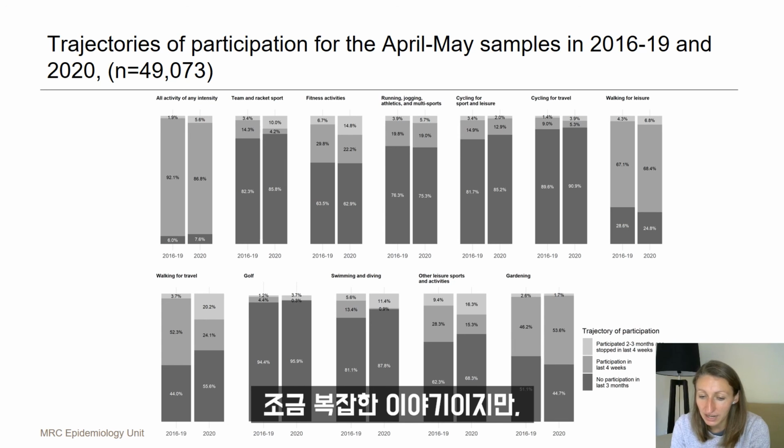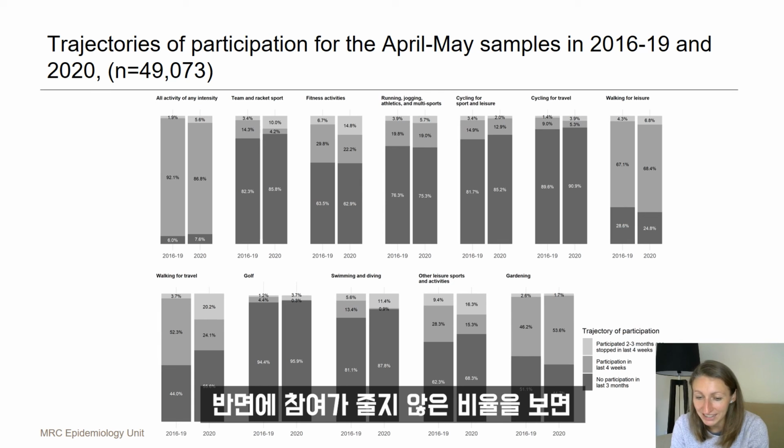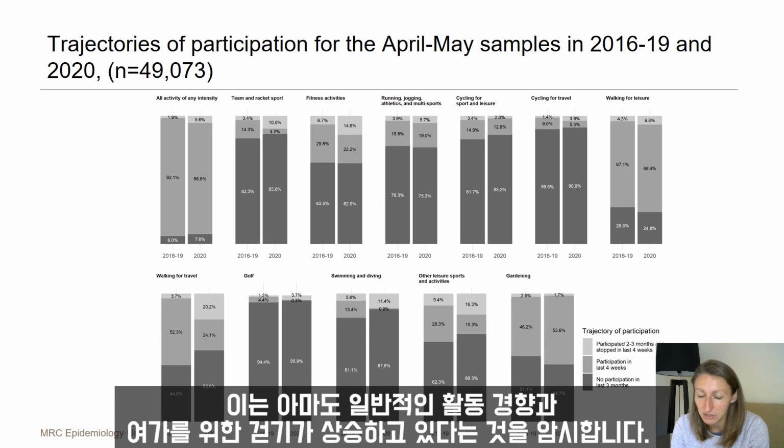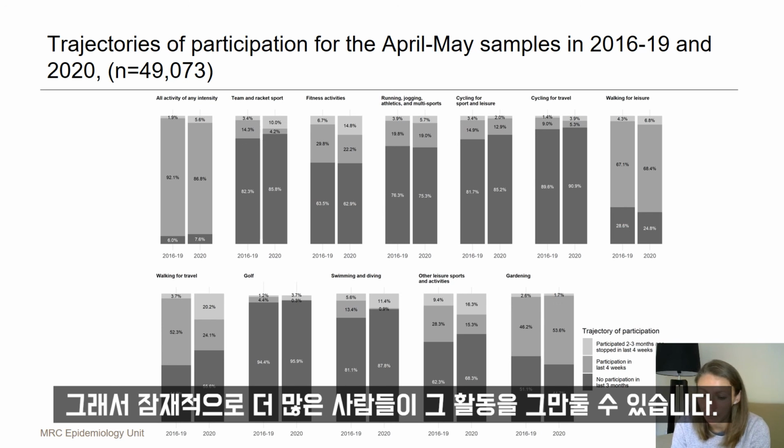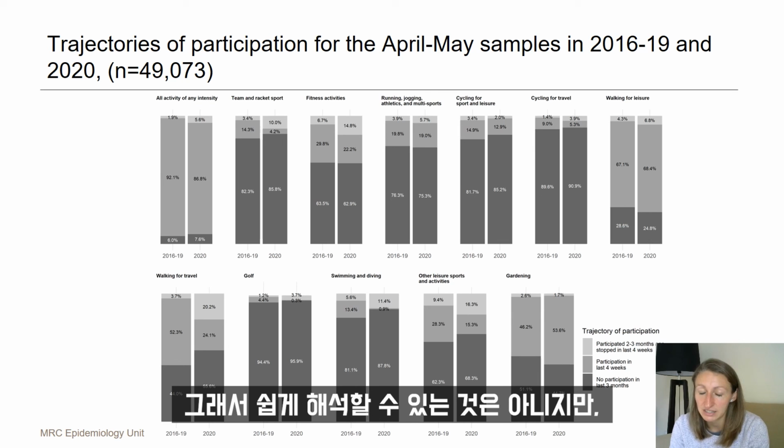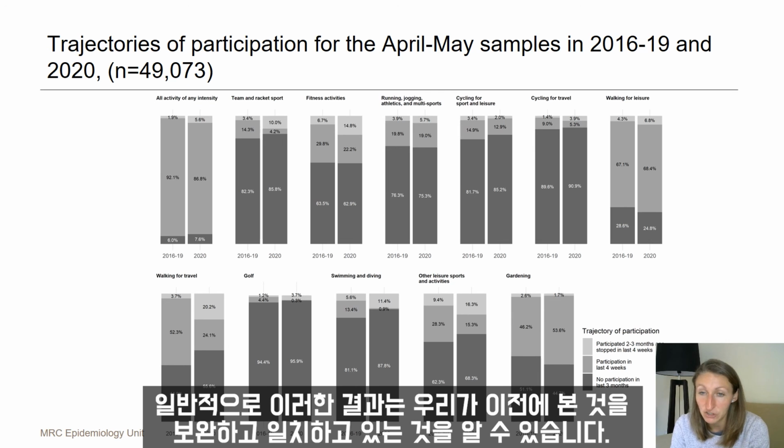But it does seem, when you look at the proportion that have no participation, that's gone down. So it's a complex story here. It implies there may be general trends in activity and walking for leisure that are going up, so there's potentially more people doing it, then more people are able to stop doing the activity as well. So it's not an easy one to interpret, but in general, these results are complementing what we saw before.